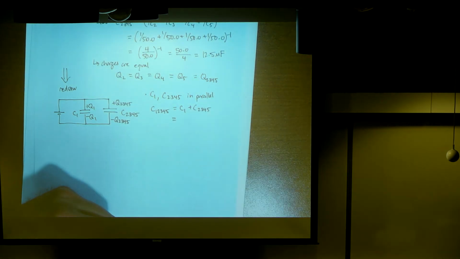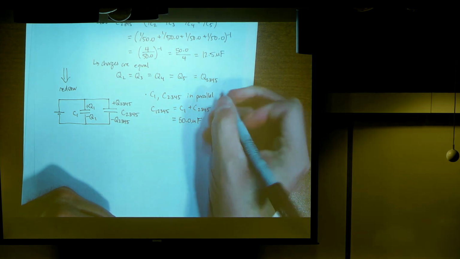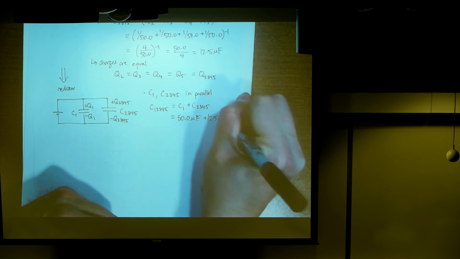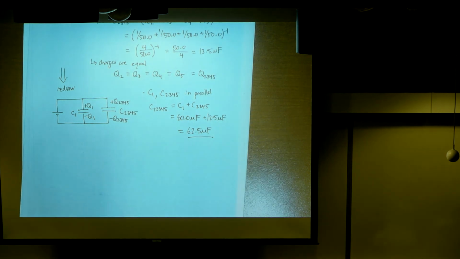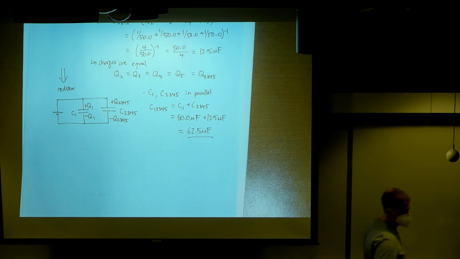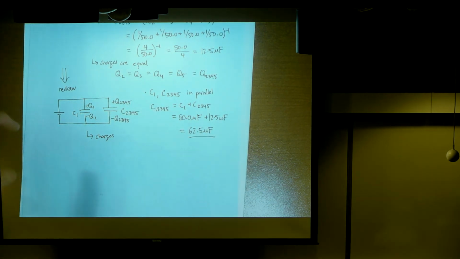What's C1? Yep, they're all 50 microfarads. And C2345 is 12.5 microfarads. So that's where this 62.5 microfarad equivalent capacitance came from. Okay? Okay, but just like before, we're going to want to relate these charges to each other. So any idea how we can do that? When we're in parallel, charges are what? Equal. They're not equal. They add together. Charges add together.